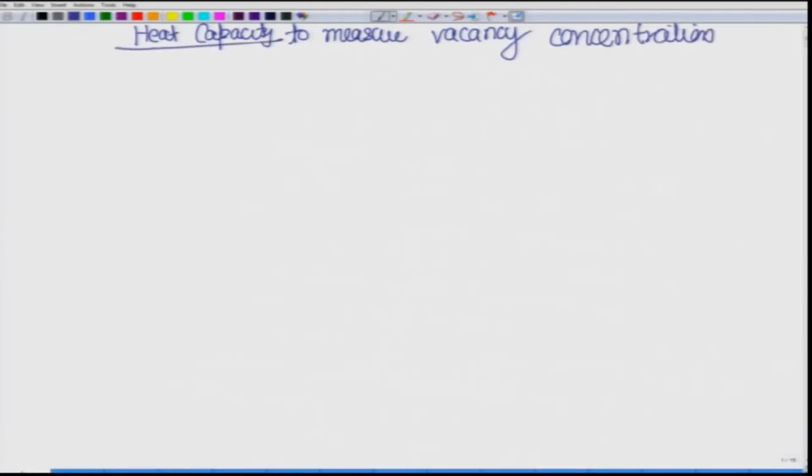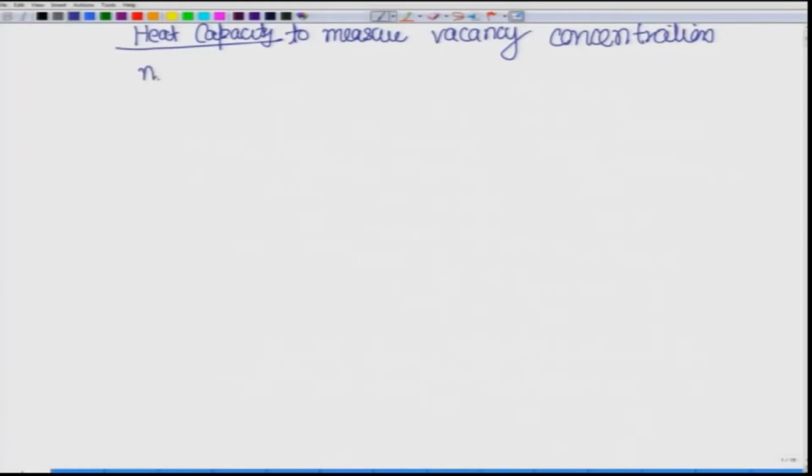Okay, so we were discussing how to characterize or how to measure vacancy concentration, and in the last lecture we saw the method of expansion. Today we will discuss the method for heat capacity. So, we can also use heat capacity to measure vacancy concentration. So, how do we do that?